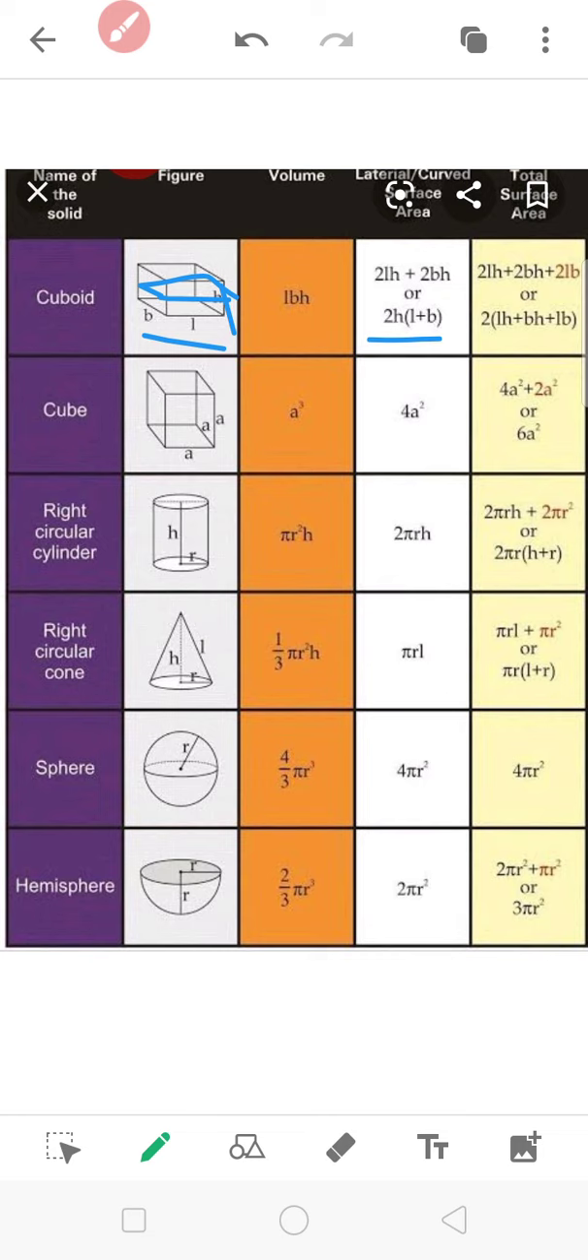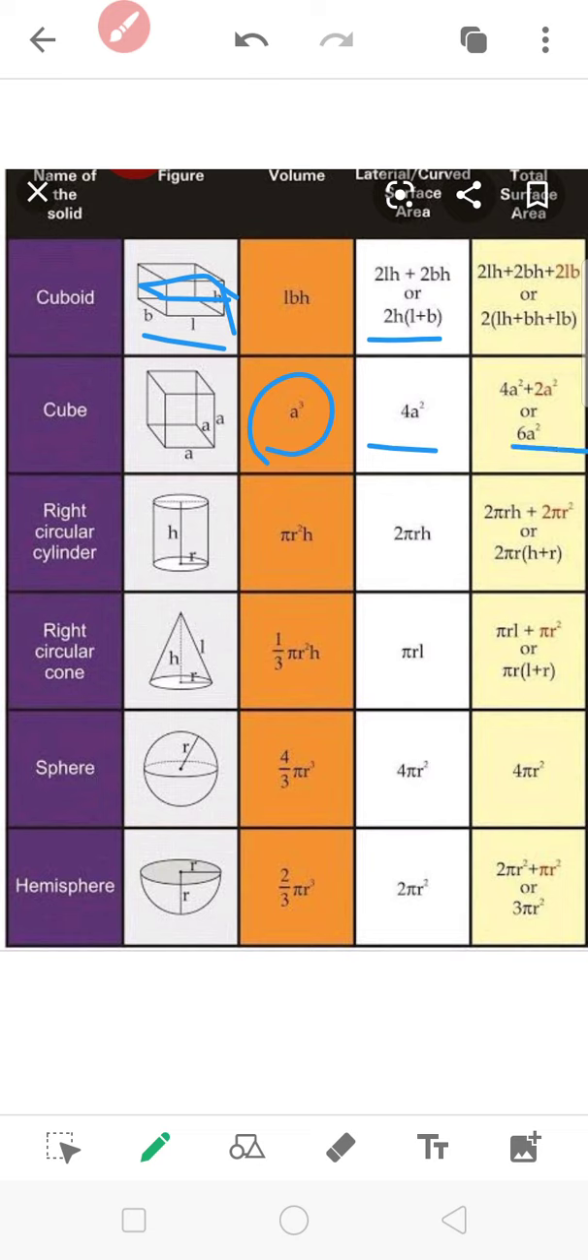This is the cuboid. And cube means all the sides are equal, right? So it has 6 faces. So the volume of a cube is a cubed, and for the lateral surface we have to consider only the vertical portion. So the four side vertical portions, the four walls only, we have to include. We can name the lateral surface of the cuboid and cube as the area of the four walls. So this is 4a square and total surface area is 6a square.